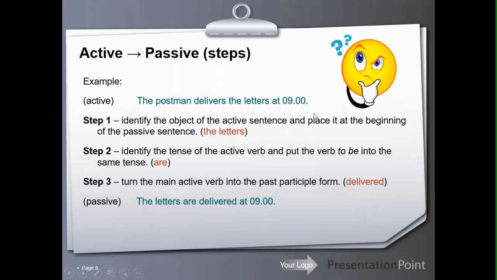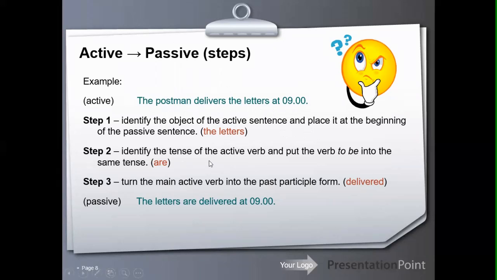So as you know, most English sentences begin with the subject and then it continues with a verb and it continues with an object. But to make a passive sentence, we need to reverse that structure. So this time, we need to start the sentence with the object. So here, our object is the letters, as you see here.